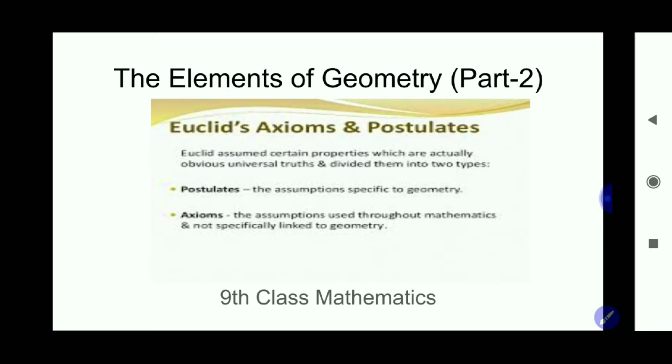Today's lesson is the elements of geometry, part 2. In part 1, we learned the history of geometry and the contribution of Euclid, how Euclid defined point, line, and plane. Later, why mathematicians considered point, line, and plane undefined terms. Now, in this lesson, we will go through Euclid's axioms and postulates.